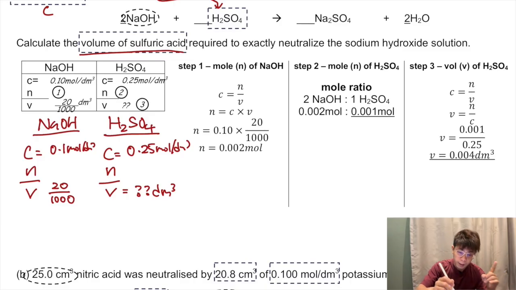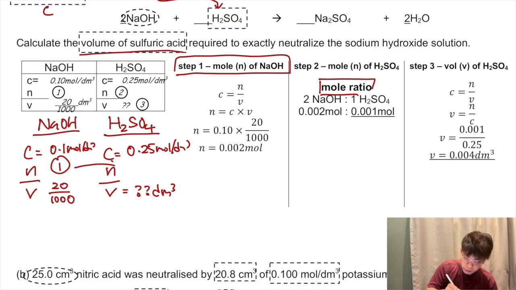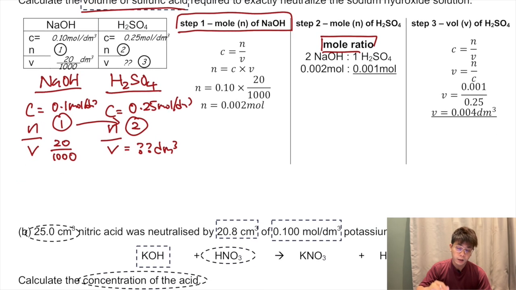So step 1 is that I will calculate the first unknown, the N. How many moles of sodium hydroxide? That's step 1. Then, recalling that my step 2 is always mole ratio, I can go from the number of moles of sodium hydroxide to the number of moles of sulfuric acid. So after the number of moles of sodium hydroxide, how many moles of sulfuric acid, using mole ratio.